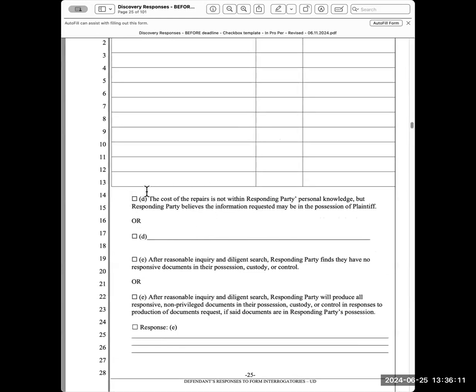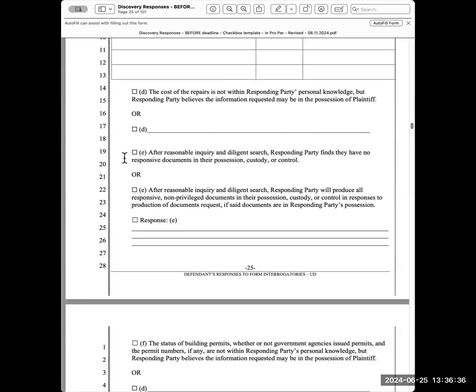If you don't know, you check here. If you do know, you check here and put in your response. This is about having evidence of the repairs. Usually if the landlord or the property manager is doing the repairs, they have the evidence of those repairs. So if you don't have any evidence, you check here, but if you do, you can check here and attach the evidence to your trial binder.